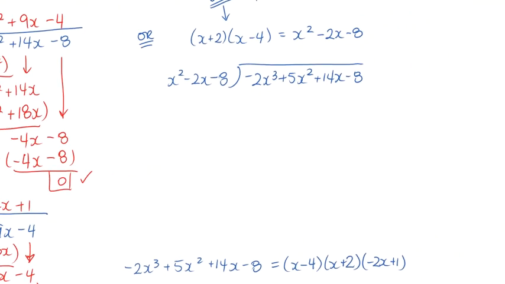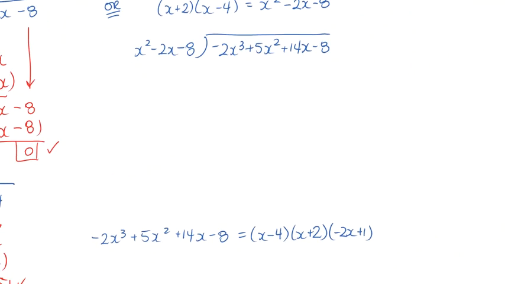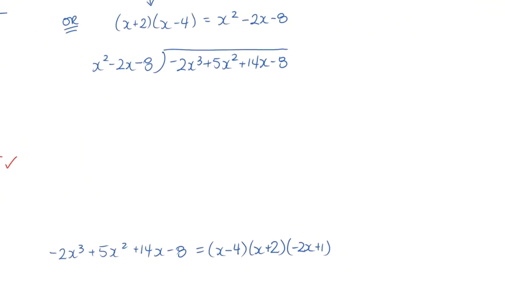Now, if you did want to do it with long division with the quadratic, so we've taken the x plus 2, which we know is a factor, the x minus 4, which we know is a factor, multiplied them together to get a quadratic, you can do that as well. So in this case now, again, we're looking at the highest term and how we can eliminate it. So we know that we can multiply this x squared by negative 2x. So negative 2x, and then you'll get negative 2x cubed plus 4x squared, and then plus 16x.